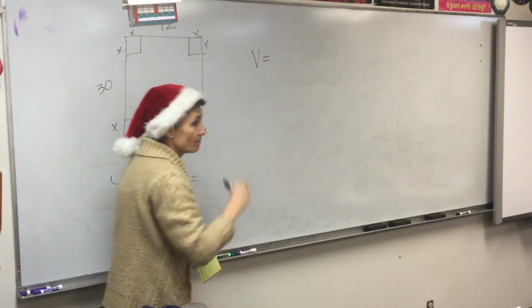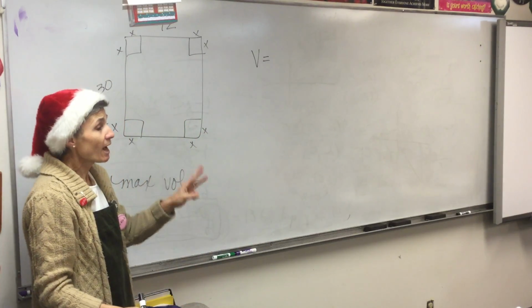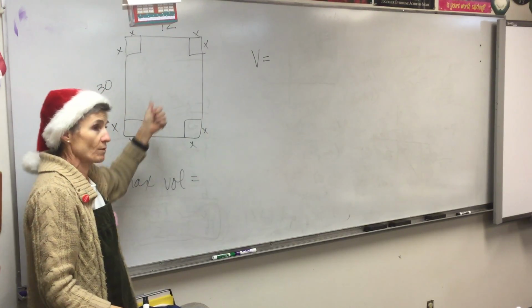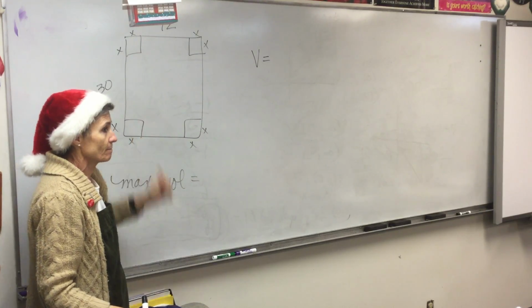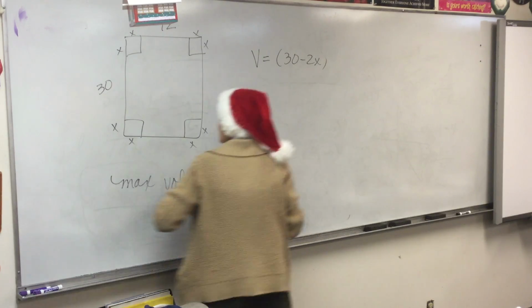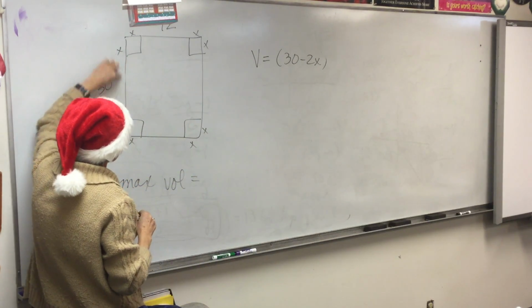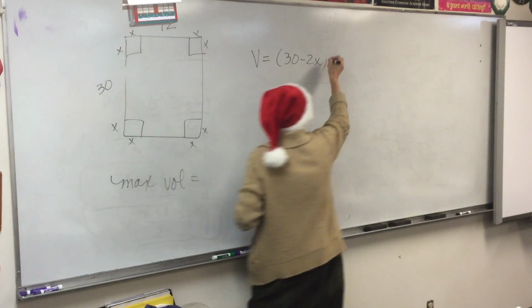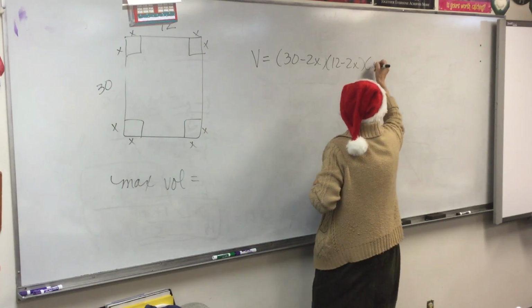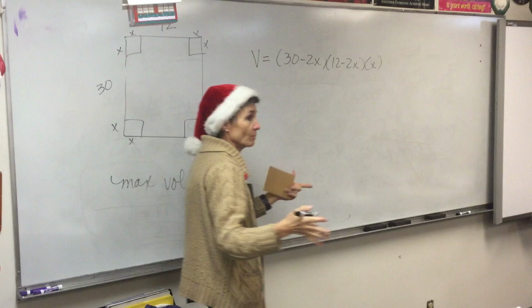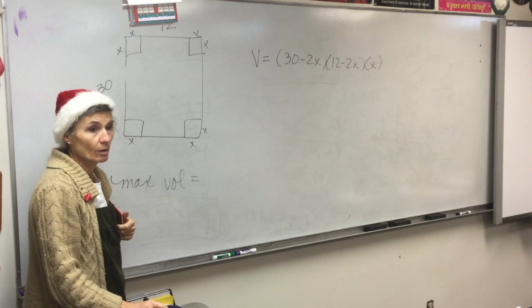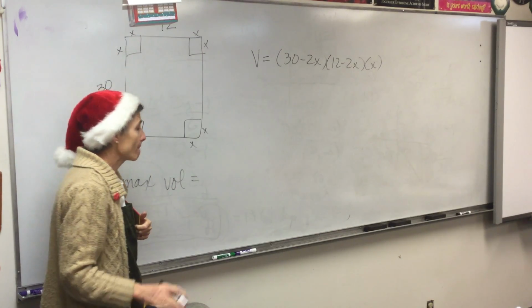So what would that volume be? And if you say length times width times height, you're in the right direction, but that's not what I mean. What is the volume for this specific box? 30 minus 2x. That's this dimension right here. 30 minus 2x. 12 minus 2x. That's this dimension right here. Times x. Because that's the height when you fold up the flaps. So that's the equation of the volume. Okay? And you don't multiply it out.